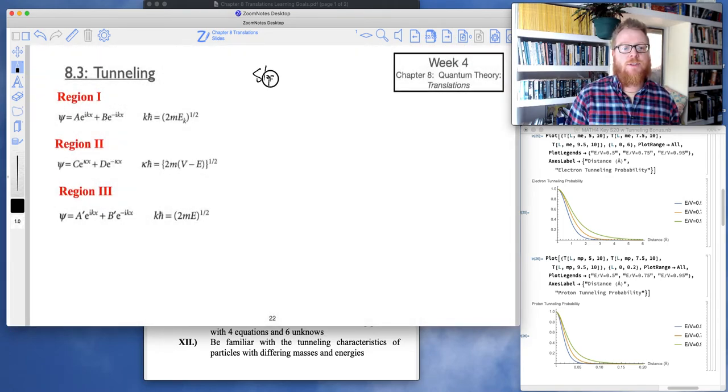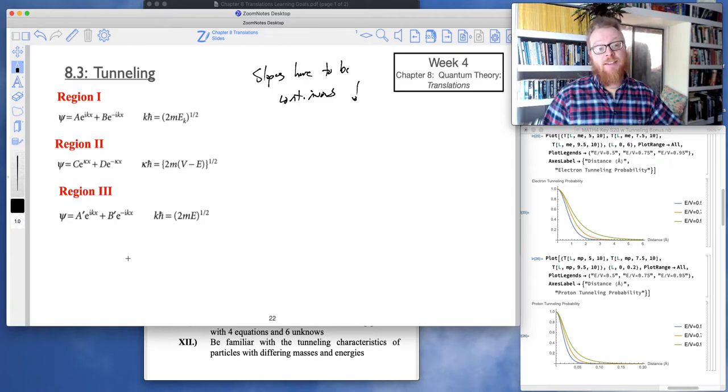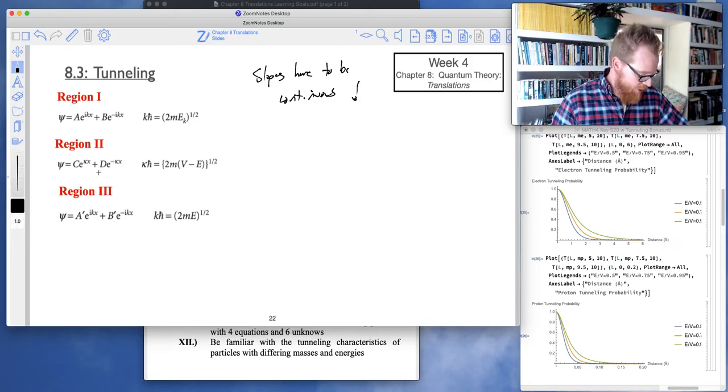Well, the slopes have to be continuous. Sorry, that's terrible. That says slopes have to be continuous. Okay? And specifically, the slopes have to be continuous at x equals 0 and x equals L. So now, first let's do x equals 0. I want to take the first derivative of the region 1 wave function, and the first derivative of the region 2 wave function, and then set those equal to each other.